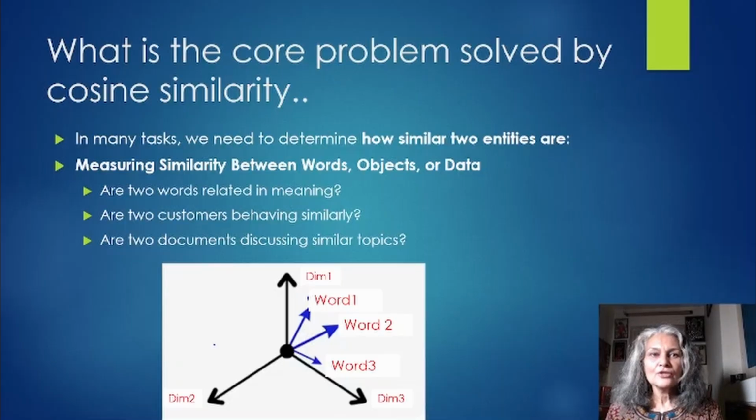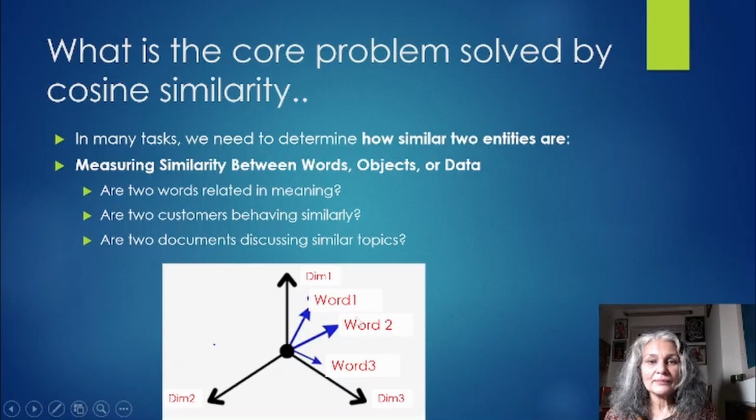So let's get going. What is the core problem solved by cosine similarity? In many tasks, we need to determine how similar two entities are, typically words. So the question that arises is, how do we measure the similarity between words or objects or data? And how can we figure out whether two words are related in meaning or two customers are behaving similarly, etc.?